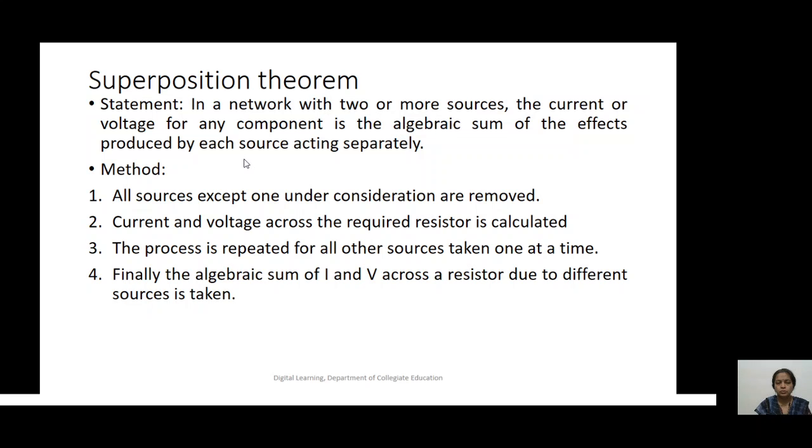So, we will see how this theorem can be applied. So, the method of application involves the following steps. All sources except one under consideration are removed. Only one source is taken at a time. Current and voltage across the required resistor is calculated. The process is repeated for all other sources taken one at a time. Finally, the algebraic sum of I and V across a resistor due to different sources is taken.